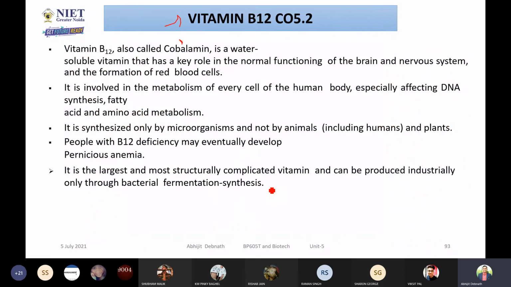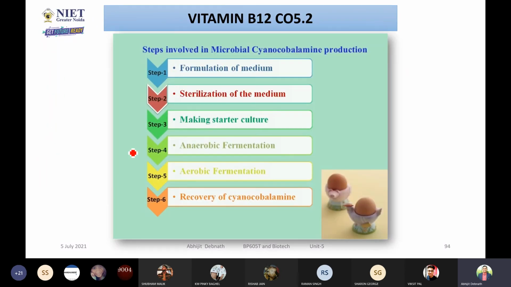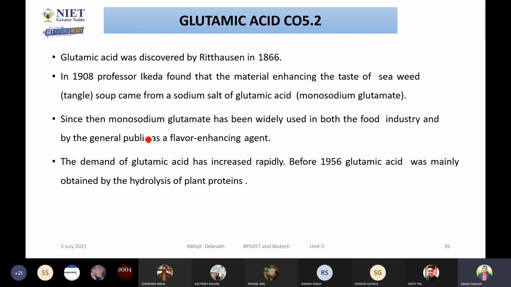Vitamin B12, also known as cobalamin, is a water soluble vitamin and has a very big role in normal functioning of the brain and the nervous system, including formation of red blood cells. It is synthesized with microorganisms, the same process I am telling you. If anybody has a deficiency, he will face some kind of anemia. So this is the step. Everywhere you will observe the same thing in a different presentation: preparation of the medium, sterilization, making stir culture, anaerobic fermentation, aerobic fermentation, and recovery. Same process.